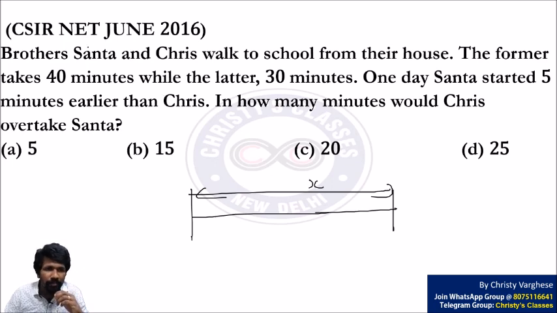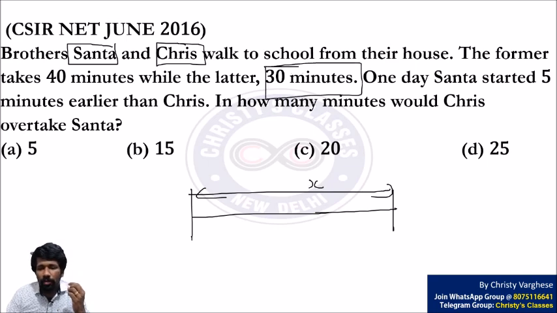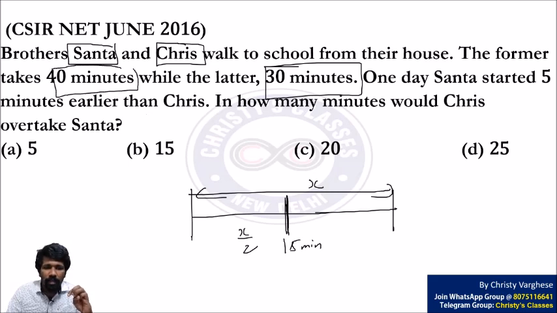Think from the perspective of Chris first. Chris can cover the total distance in 30 minutes, which means in 15 minutes he can reach half the position. We are just making an attempt. Distance x can be travelled in 30 minutes, so x by 2 distance can be travelled in 15 minutes, half of 30 minutes. But for Santa, 40 minutes are needed for the full distance, so to reach half, x by 2, Santa needs 20 minutes.